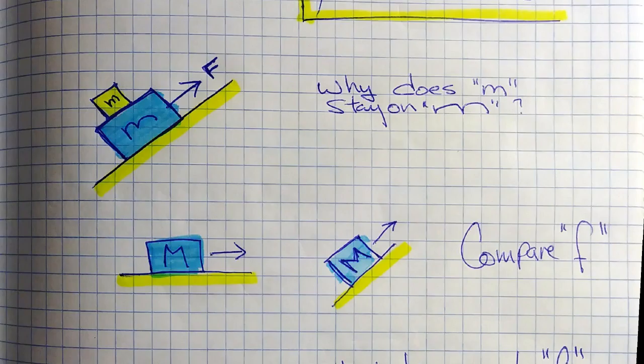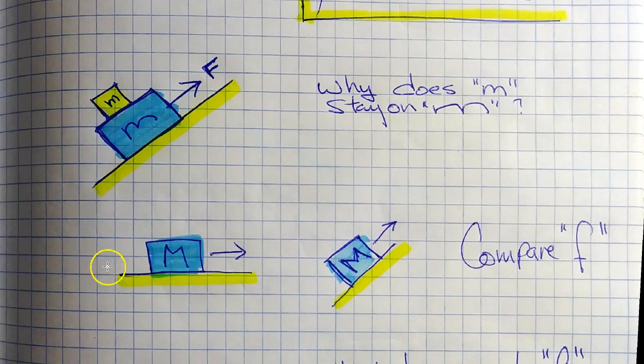Okay. For the next couple of problems, look at this slope. We have a mass with a smaller mass sitting on top of it, and it's being pulled up the incline with the force F. Why is the little mass not sliding off? Think about that. And if it's not sliding off, what would have to happen to make it slide off?